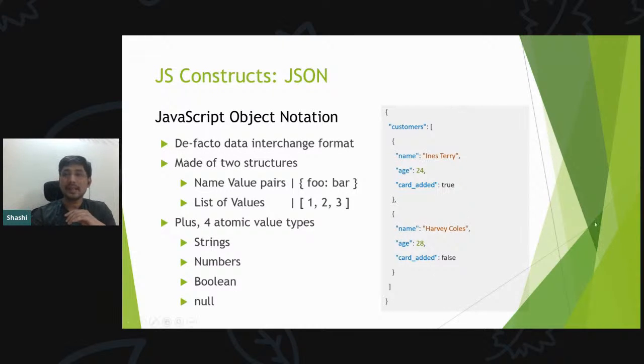But if you see on the right hand side, I have already tried to represent a customer over here. There is an object on top level which has one key called customers. Its value is an array. That array itself has two values, basically two objects, each object representing a particular customer. And each customer has name, age, and a Boolean value called whether they have added card to their profile or not, so on and so forth.